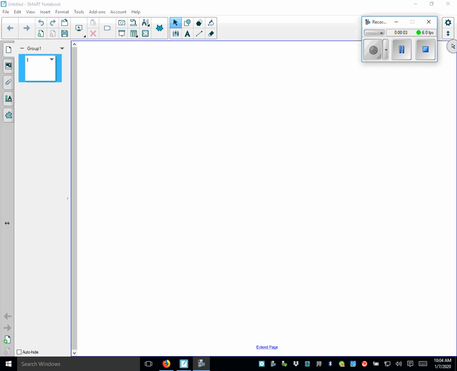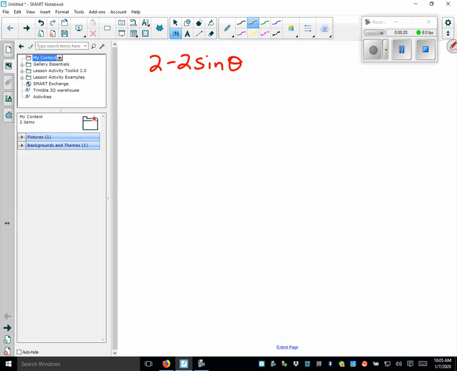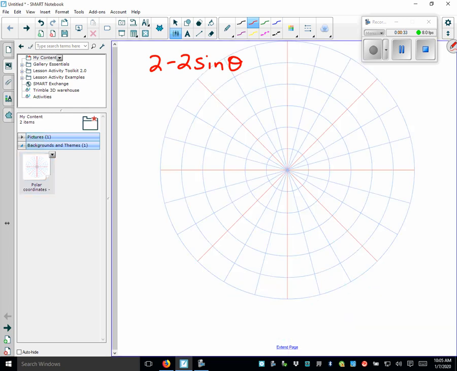First thing on the test. Are you ready? It says graph this. Do you remember how to graph it?